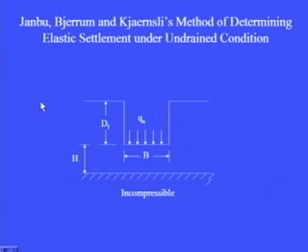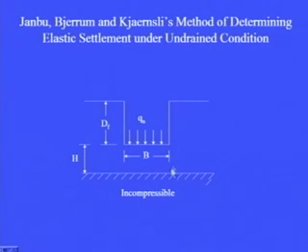So, by this method we can determine ES. There is another method suggested by Janbu et al. for determining elastic settlement under undrained condition. Now, this sketch shows a foundation which is placed at a depth of Df, and the load applied to the soil is Qn, and width B is the width of the footing and H is the depth of the soil layer below the level of foundation.